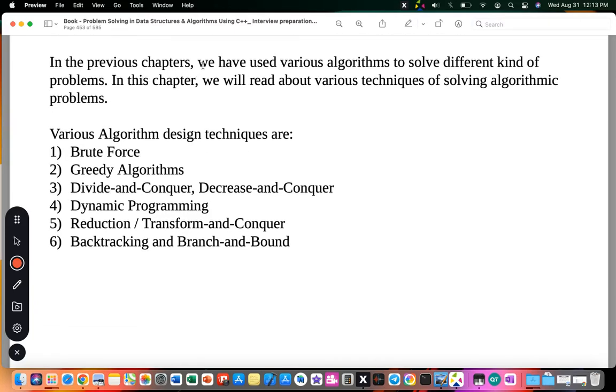In the previous chapters, we have used various algorithms to solve different kinds of problems. With so many algorithms, there are many ways of solving things. In this chapter, we will read about various techniques of solving algorithmic problems. Now, the algorithm itself might have a limitation or problem or weakness. We will see the techniques of solving that.